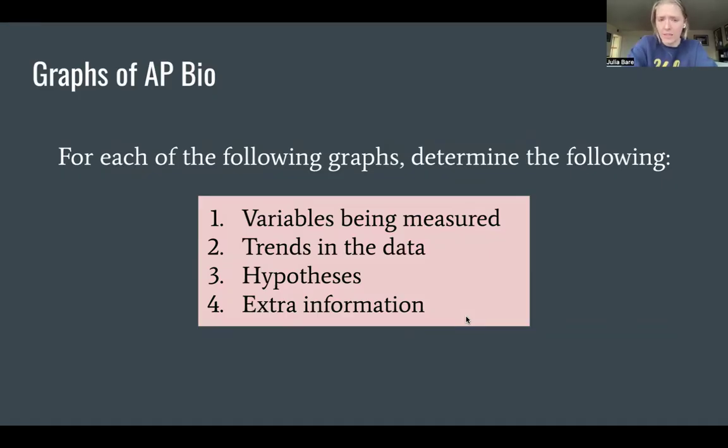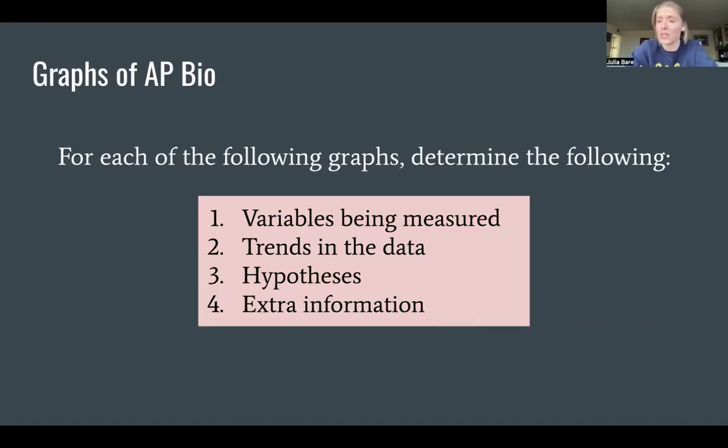There are four main things that you need to pay attention to. First thing is, what are the variables that are being measured? This is the number one thing that you would need in order to be successful when it comes to graphing and experimental design analysis: understanding what variables are being measured. If you can understand the variables being measured, you have a pretty good chance of understanding what the experiment is about and what the story is that's being told.